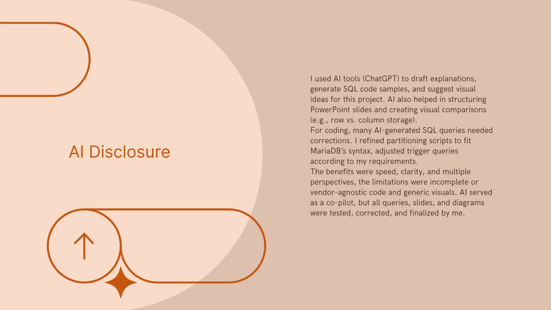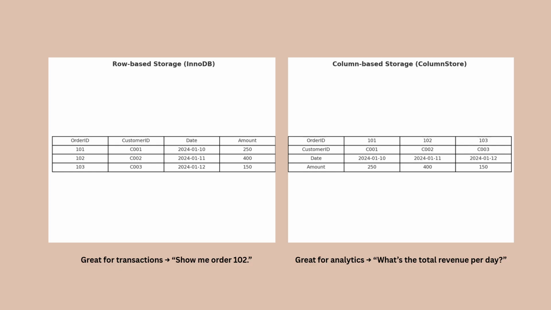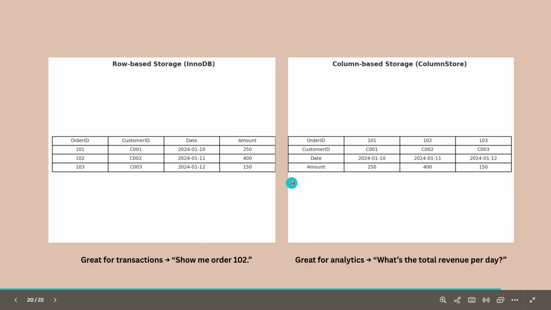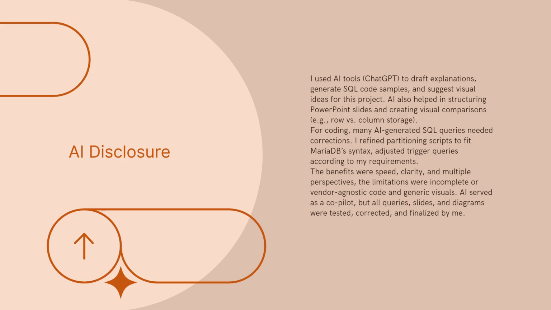Now, disclosing AI. I used ChatGPT for many things. I used it for explanations, for SQL examples, and for visuals, like this visual I made with ChatGPT. It helped me in structuring my PowerPoint slides and also creating visuals. For coding, I also used AI to give me ideas on how to fix things and all of that. But there was always some correction needed.